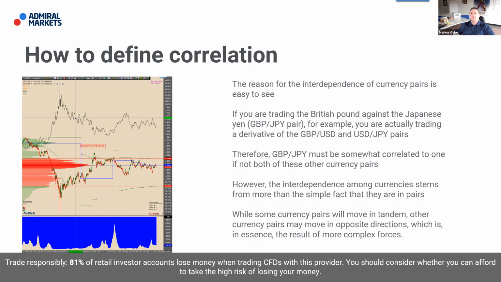If you're trading the British pound against the Japanese yen, in the bracket you can see British pound / Japanese yen pair, for example, you actually trade a derivative of the British pound dollar and dollar Japanese yen. So you have to be aware of all those currency pairs. So British pound Japanese yen must be somewhat correlated to one, if not both, of these other currency pairs, because on the one side.